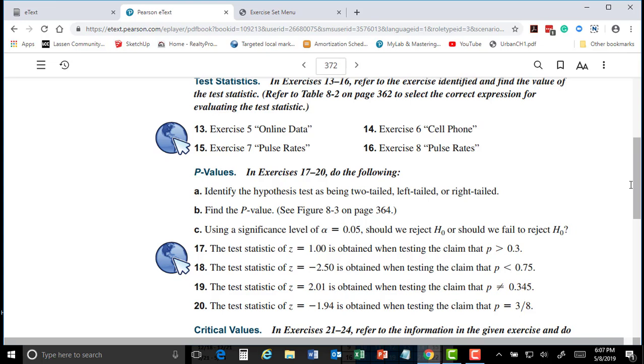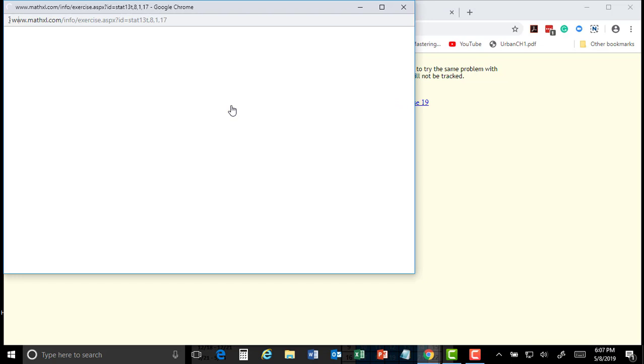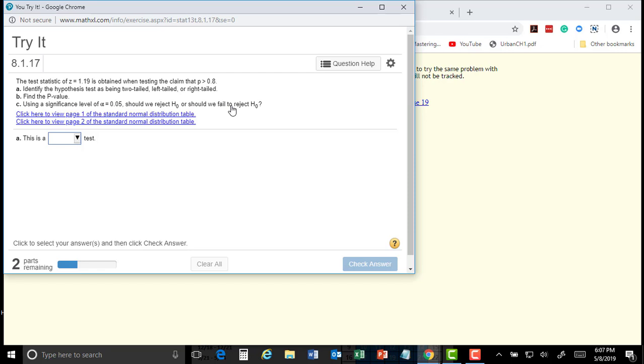Okay, 17. They're giving you the test statistic already. It's 1.91. When testing the claim that the proportion is greater than 0.8, identify the hypothesis test as two-tail, left tail, or right tail. Well, look at the claim as one direction to the right. So would you agree it's a right tail?